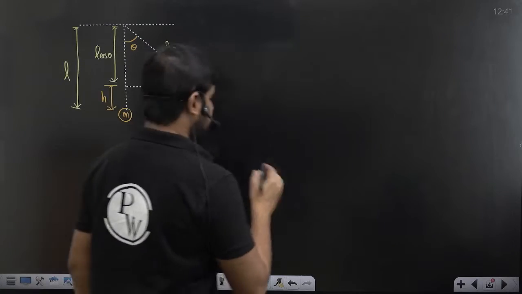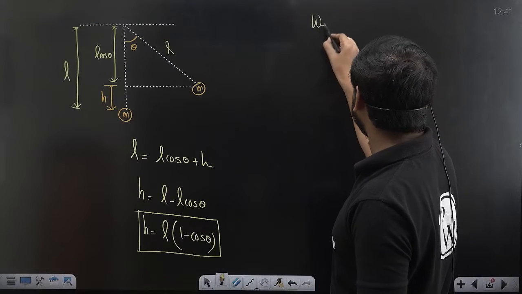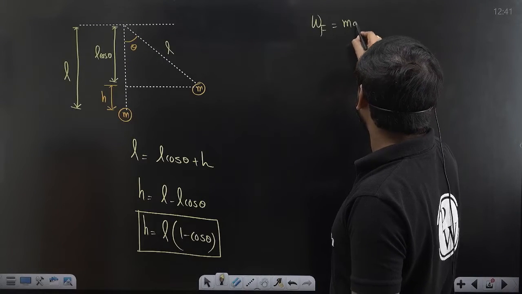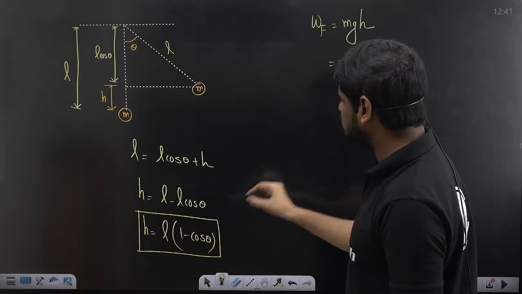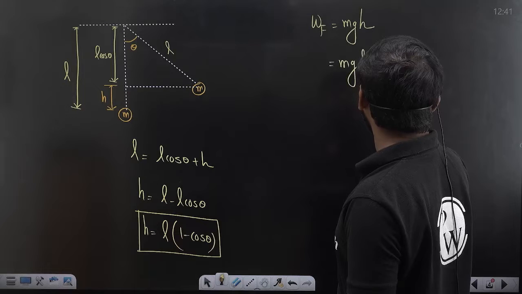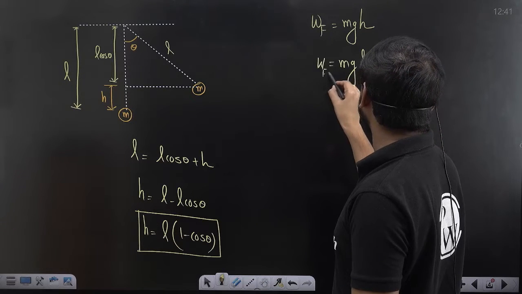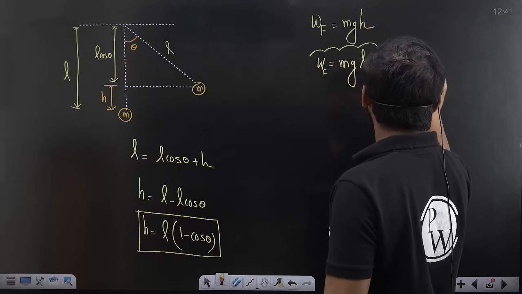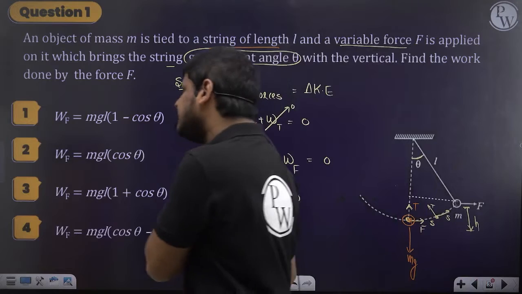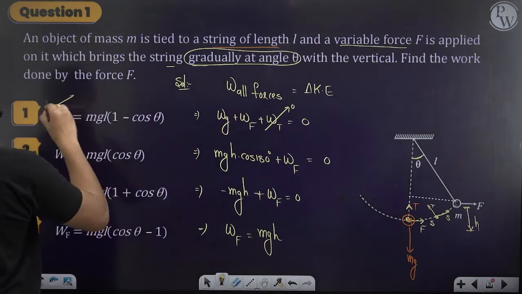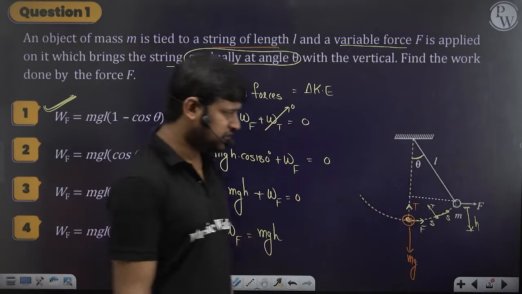So now, what did we get? The work done by the force is equal to mgh. Now in place of H, I am writing mg into L into 1 minus cos theta. So this is the work done by the applied force. So what is that option? mgL into 1 minus cos theta. Option 1 is the correct one guys. Clear the concept? So let's move further.